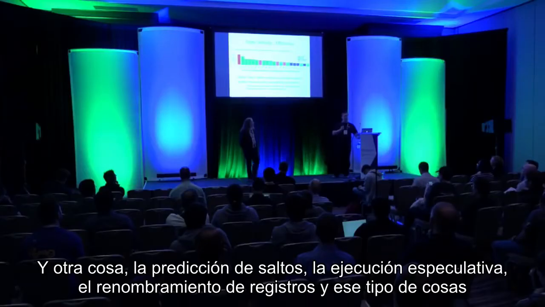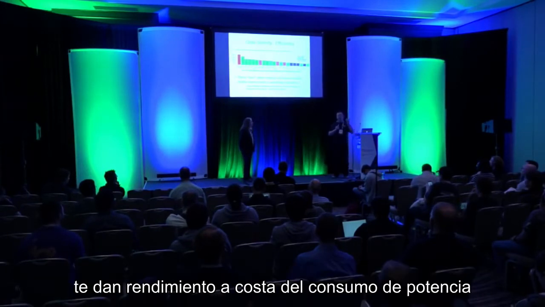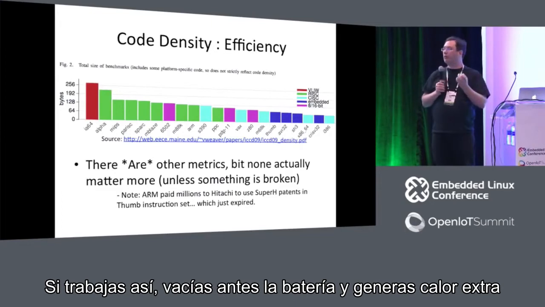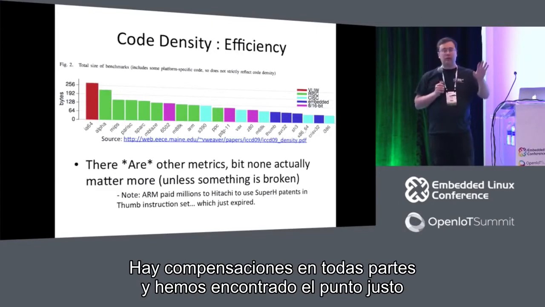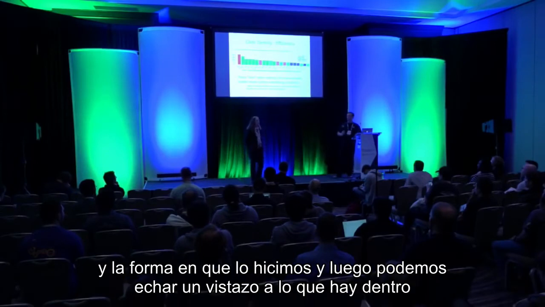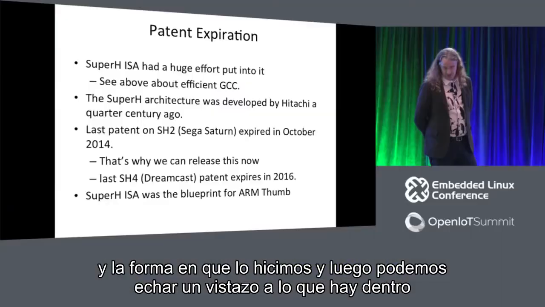And another thing, branch prediction, speculative execution, and register renaming and all that kind of stuff give you performance at the expense of power consumption. If you do work that you wind up throwing away, you drain your battery fast, you generate extra heat. So there's trade-offs all over the place. We found a sweet spot. So keep in mind, we just want to give you a background as to why we did it the way we did it, and then we can take a look at what's in there.